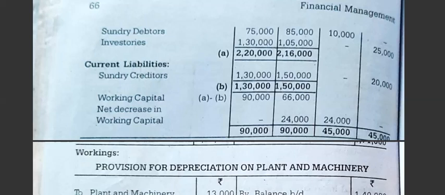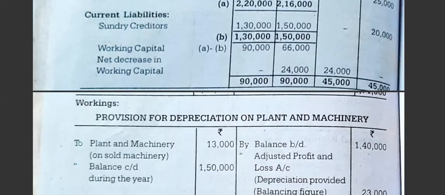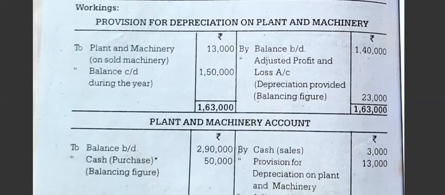As you know, we have adjustments of furniture and plant and machinery. So we have to open the furniture account, plant and machinery account, and provision for depreciation account. See your working note. Here we have to open provision for depreciation on plant and machinery. First you have to write the opening balance and the closing balance. Leave 2-3 lines and write the closing balance together.